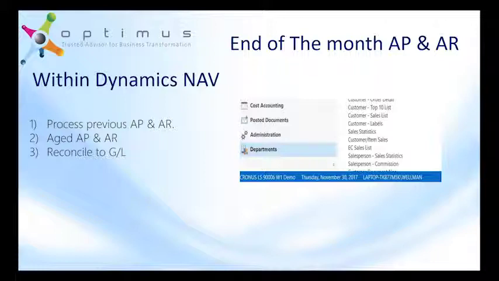Okay, with that, we can move on and check some of the activities that we need to do before actually going to the actual steps. Within NAV, we need to process the previous AP and AR transactions, review the AP and AR reports to check your overdue invoices and reconcile to GL. Now, one of the biggest concerns around accounts payable that we always have at month end is whether expenses have been posted to the correct period per the organization's policies on the expense recognition cutoff.